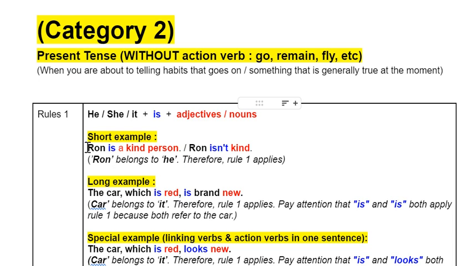Short example here. Ron is a kind person. Ron is. Why is? This is the linking verb. Linking verb for singular subject. He, she, it. Only one subject. So if we have only one subject, we use is. Ron is a kind person. Or Ron isn't kind. Okay?